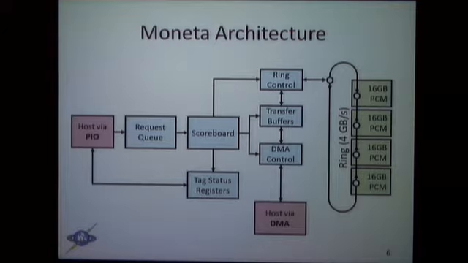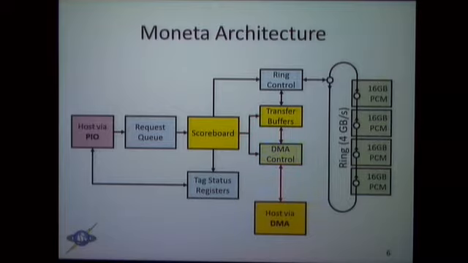The easiest way to explain this is by walking through a request as it travels through the system. That happens when a PIO request comes from the operating system over our PCI Express connection. From there, it enters a request queue, and when space is available in our scoreboard, we'll remove that and start processing the request. The first thing we do is allocate a transfer buffer, and then issue some DMA requests to fetch data from the host system.